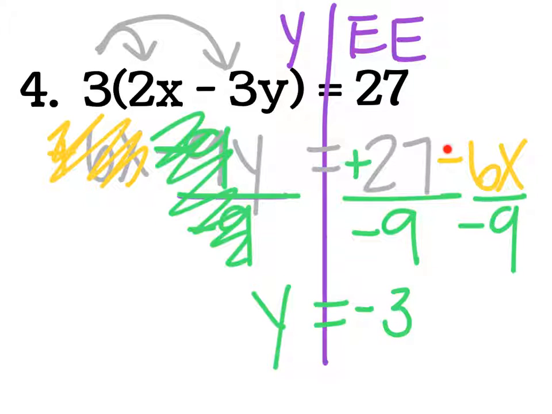And then I have a negative 6 divided by a negative 9. Well, a negative divided by a negative is a positive. And then I can reduce 6 over 9, which is going to become 2/3. If you had your calculator, you could use your calculator to help you with that.